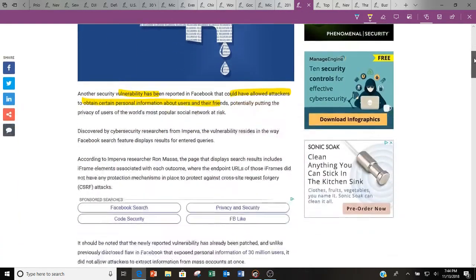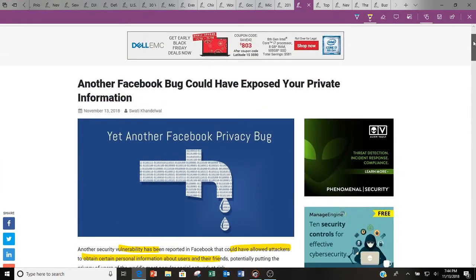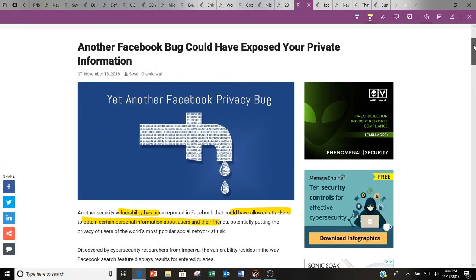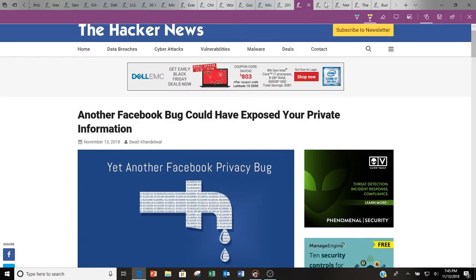I don't know much about this because it just has a few paragraphs, but another Facebook bug has exposed your privacy data. Privacy data breaches are just part of our daily lives. More to be learned about that, I'm sure.